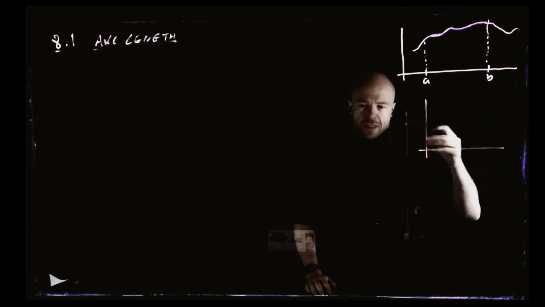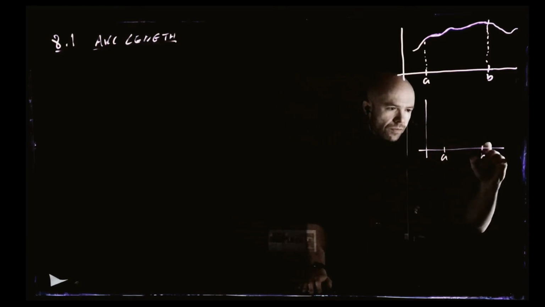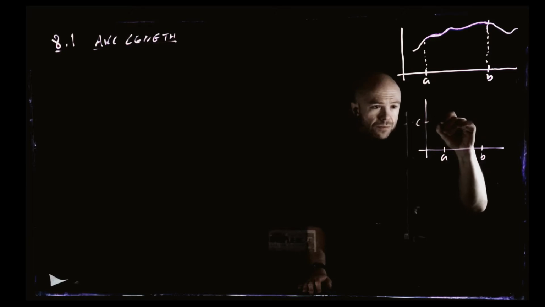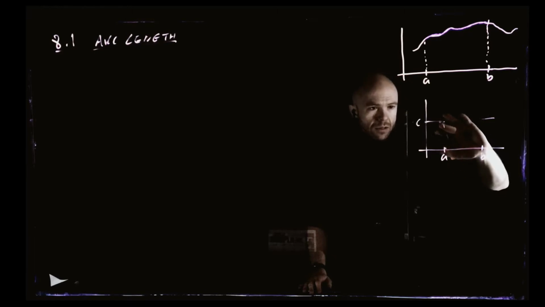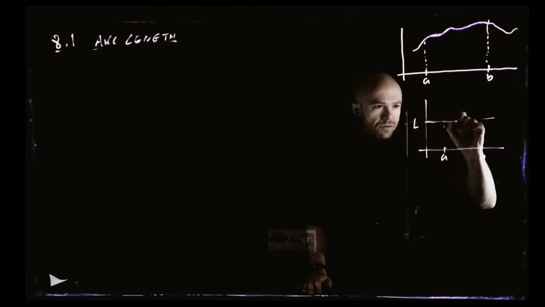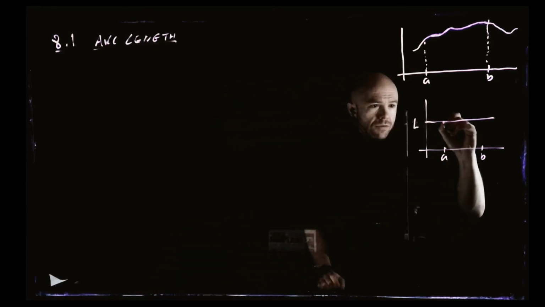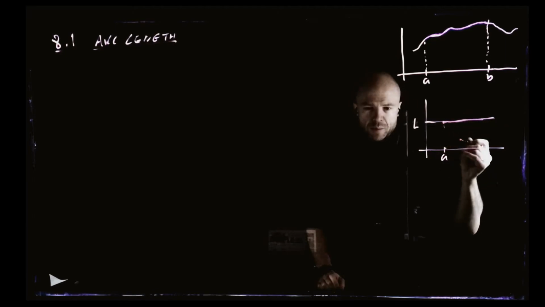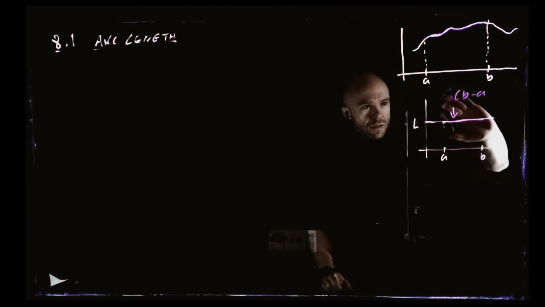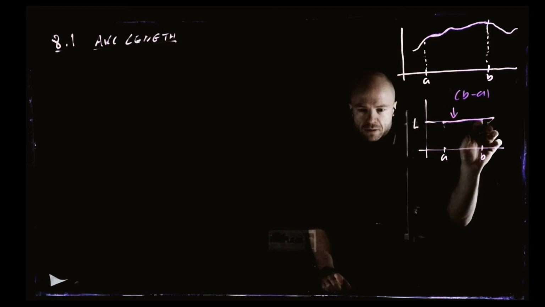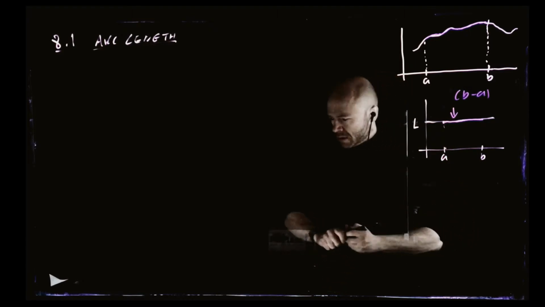So let's think about the simplest cases where we actually know something about this. So if we just have a constant function like this, let's call it L, just with constant value L, and we ask ourselves what is the length of the graph of this constant function above a to b, then that's easy, right? So this length is just going to be b minus a. Right? That's clear.